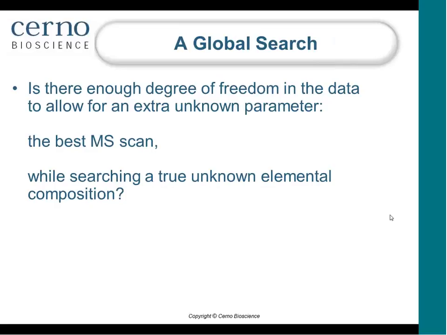So the mathematical setup is a global search. The question is, are there enough degrees of freedom in the data that will allow us to search for an extra unknown parameter? This extra unknown parameter is the best mass spec scan number, while searching a true unknown elemental composition. So instead of only determining how many carbon, hydrogen, nitrogen, oxygen, sulfur, phosphorus, fluorine, iodine atoms might be involved, we also would like to determine this extra parameter, which scan to use. And is that possible?